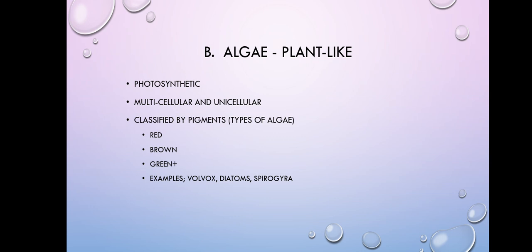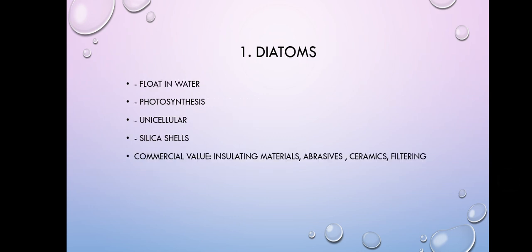Algae are plant-like protists. They are photosynthetic, multicellular and unicellular, and classified by pigments. Types of algae: red, brown, green, plus others. Examples: volvox, diatoms, spirogyra. Number 1, diatoms float in water.